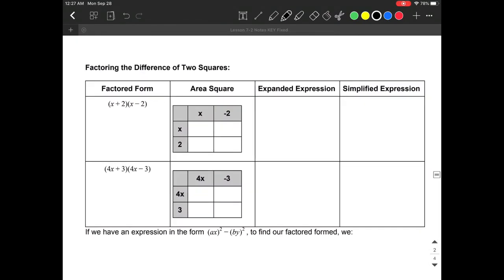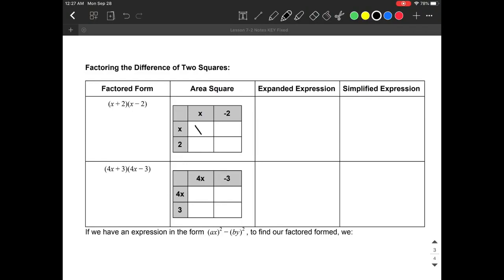All right, and then the last type of quadratic expression we're going to look at is the difference of two squares. I'm going to do this all through and see what I get as my simplified expressions, and then I'm going to look for a pattern again. I have a factored form to area square. I'm multiplying the two together.